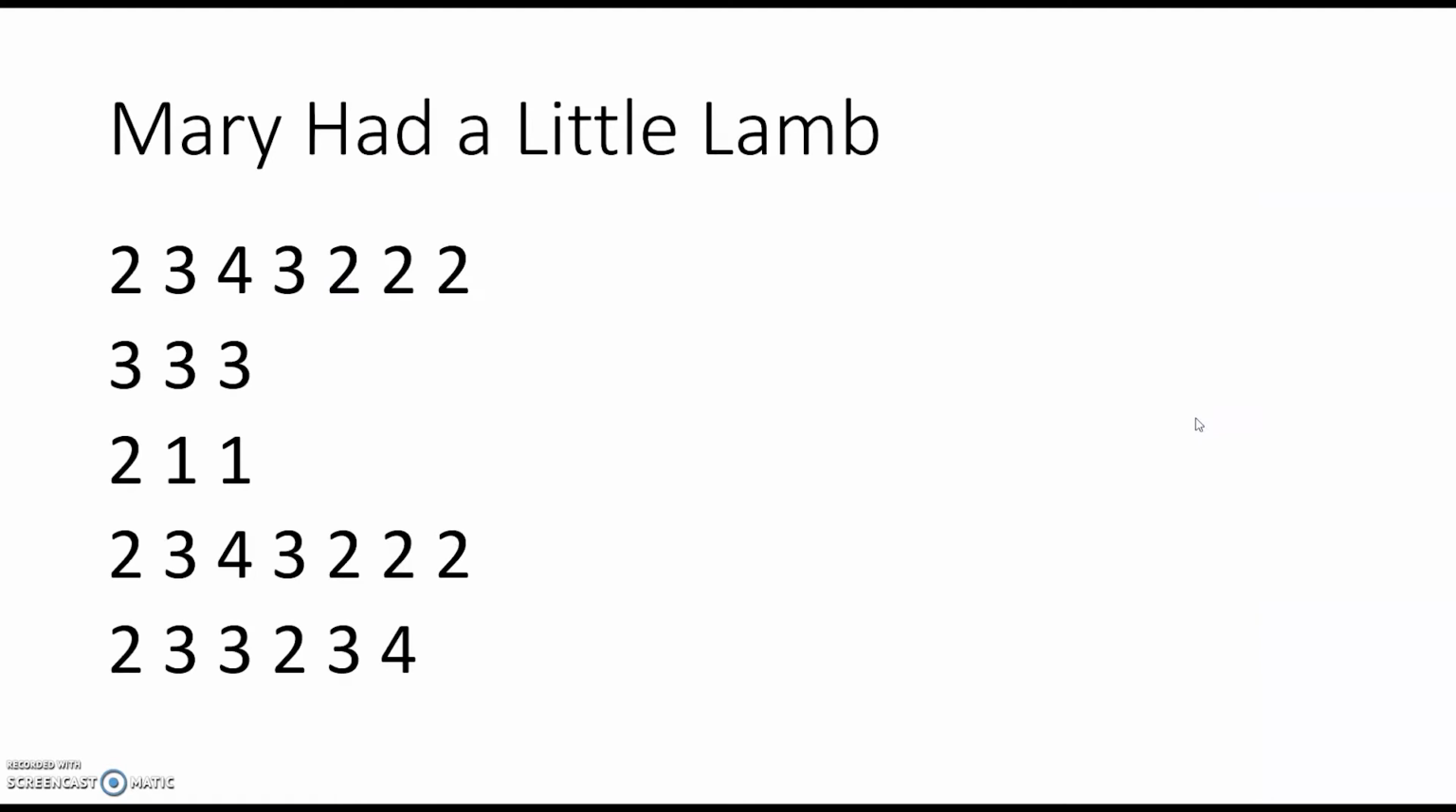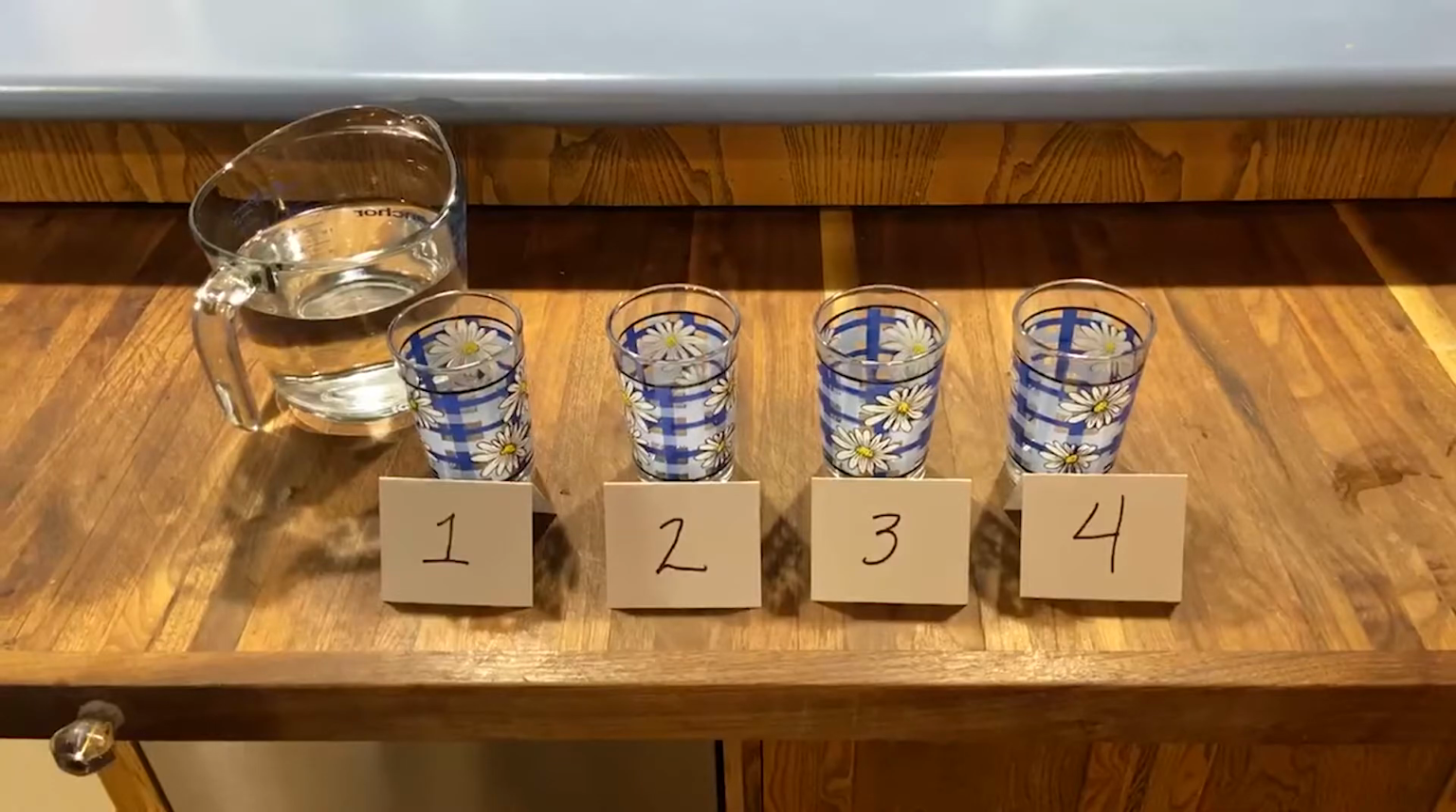Now, I'm going to show you how to play Mary Had a Little Lamb using kitchen glasses that you already have. Let's go take a look. For this, you'll need 4 identical glass containers. You'll need water, and then also something to measure so that it's consistent.